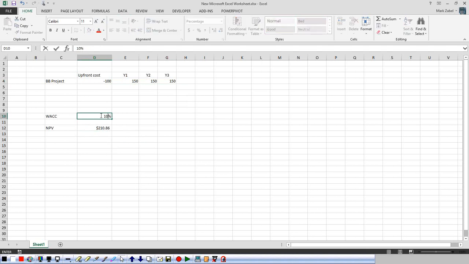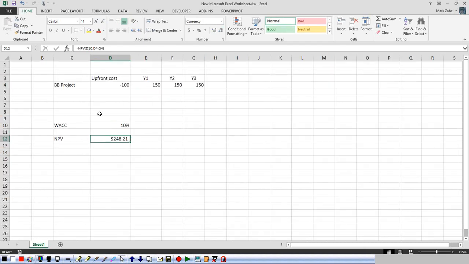So if I put in 10% here, I claim that 210 is going to get larger. It did. And for once I was right about money. That makes a lot of sense.